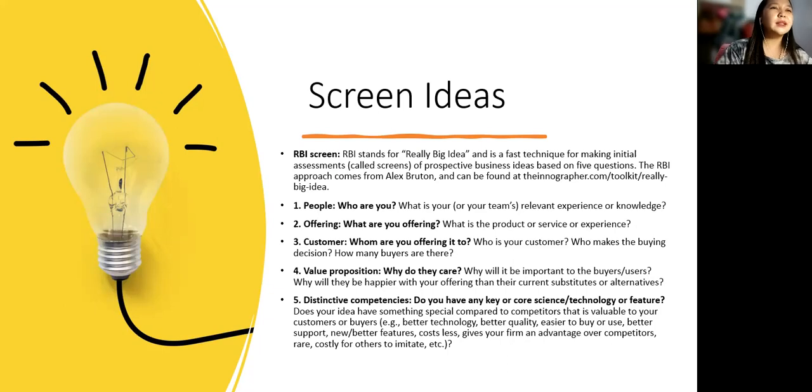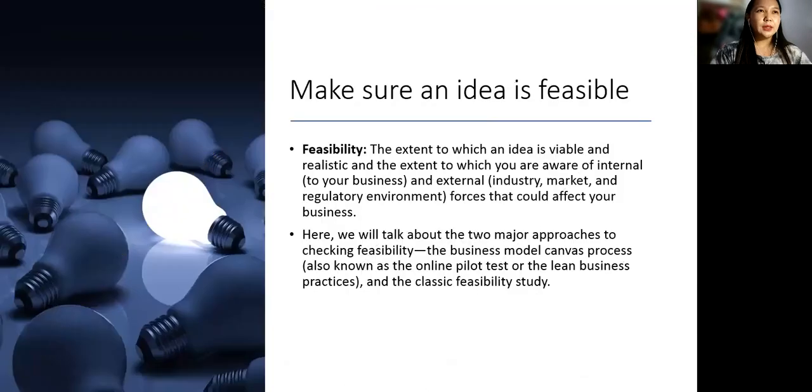Fifth is distinctive competencies. Do you have any key or core science or technology for a feature? So do you have something special? Do you have a competitive advantage? Do you offer something new with better technology, better quality, better support, better features, or even less cost? Kaya mag-offer ka ng less price? Ganyan. Okay.